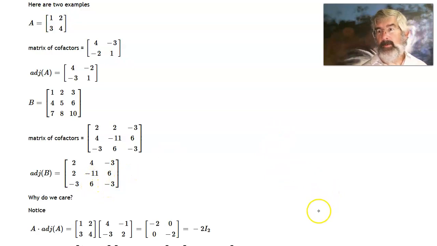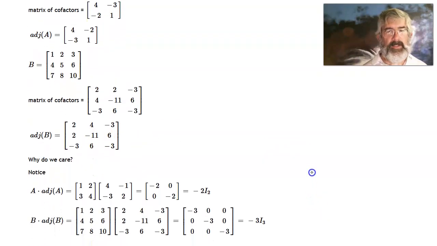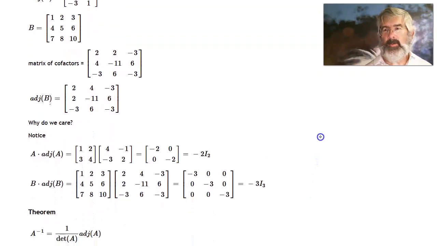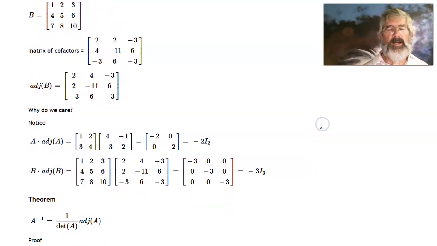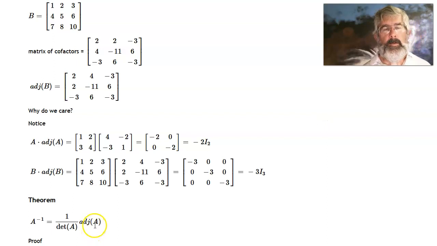Well, you might be wondering, why do we care? Well, we care because this is actually a really nice way of coming up with the inverse of a matrix. Notice, if I take each of these 2 examples and multiply the matrix I started with times the adjoint that I just had, we get the following. So here's the 2 by 2. First row, first column, that's 4 minus 6, which is negative 2.